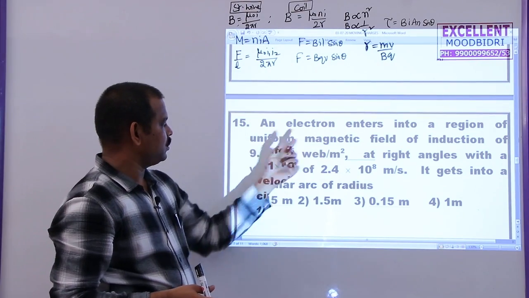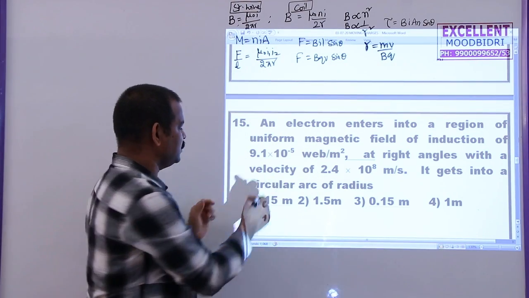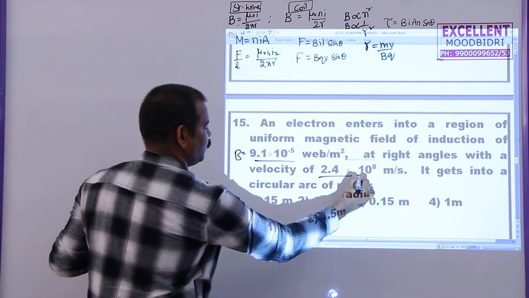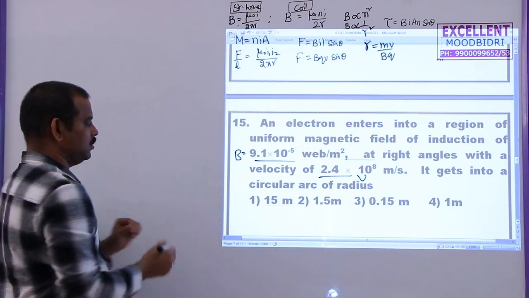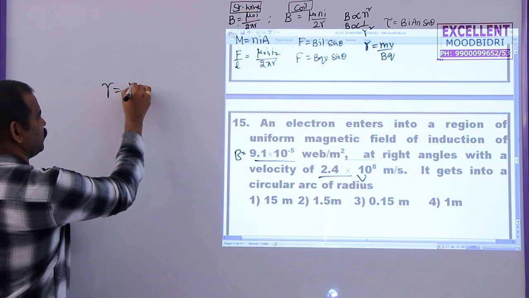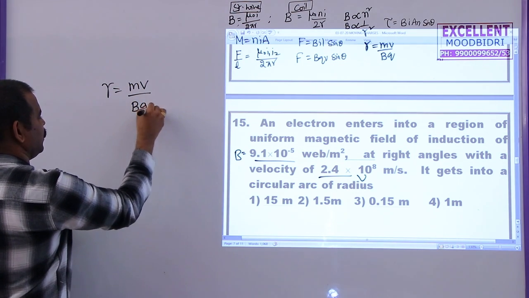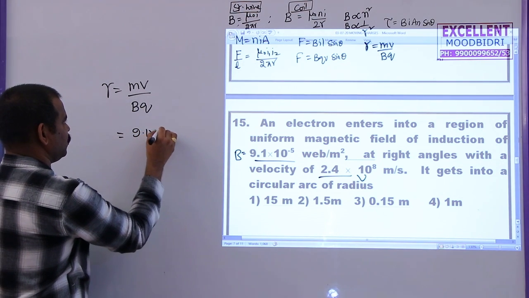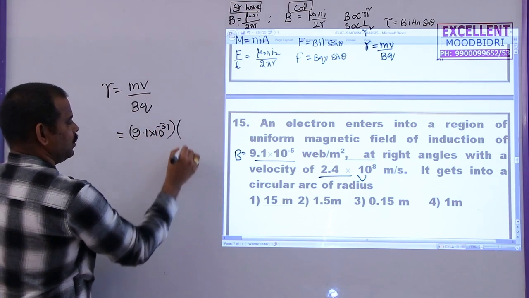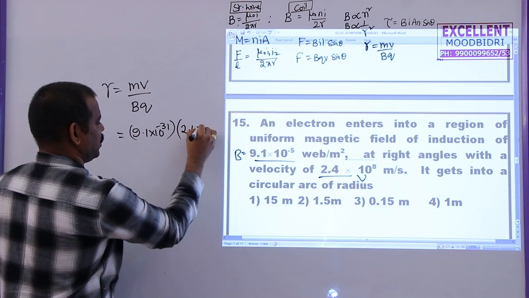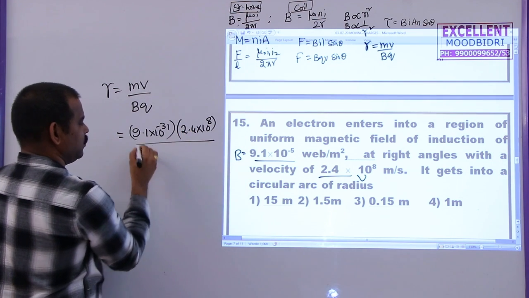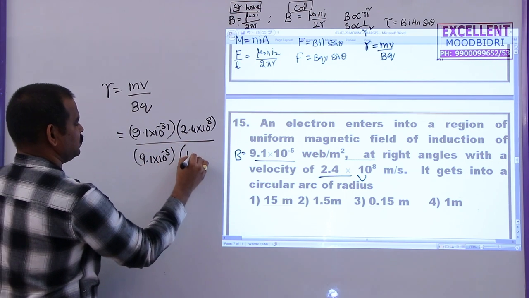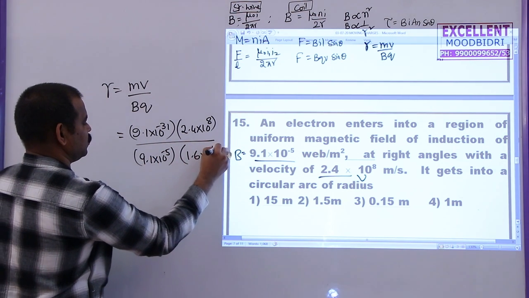An electron enters a region of uniform magnetic field of induction B at right angle with the velocity V, and it gets into a circular arc. The radius of the circular path is given by R is equal to mv by bq. We know that the mass of electron is 9.1 into 10 power minus 31. It has a velocity of 2 into 10 power 8, B value 9.1 into 10 power minus 5, and a charge of electron 1.6 into 10 power minus 19.